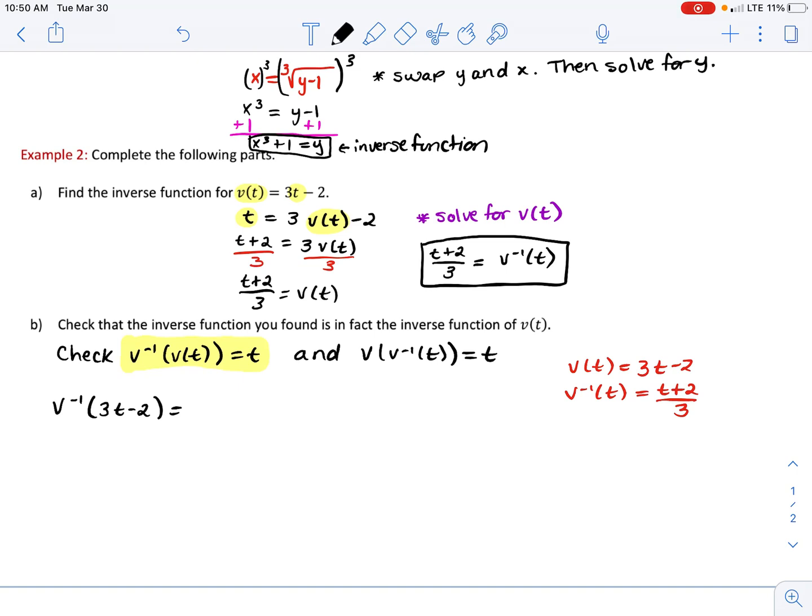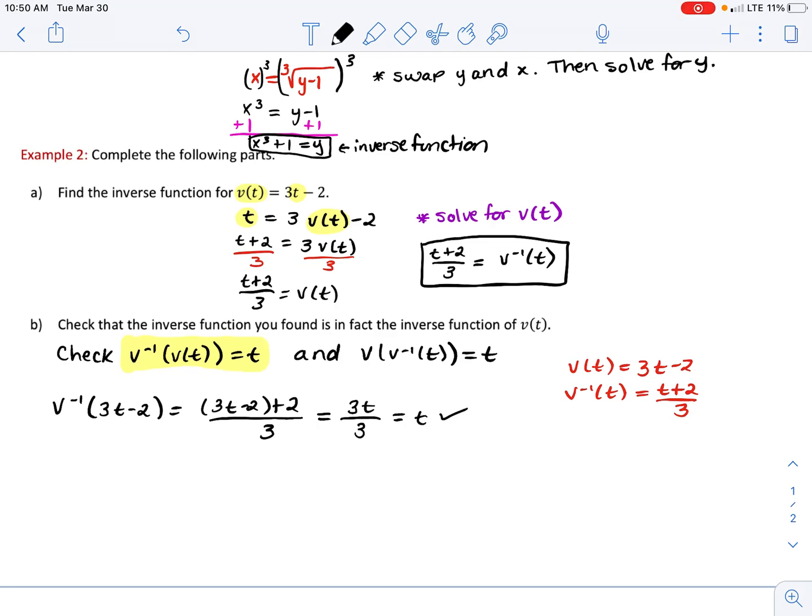So here, when you plug it in, you get (3t minus 2 plus 2) over 3. Okay, and then how would I add the 3t minus 2 plus 2? Well, that would just become 3t plus 0, which is just 3t. They would cancel. And then 3t divided by 3 gives me t. Okay, so I've checked that condition.